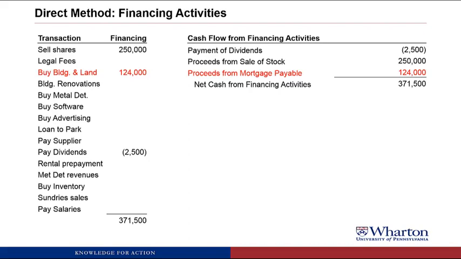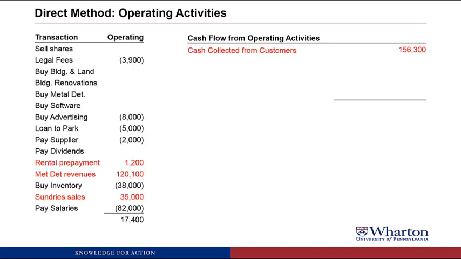Now, even though it's somewhat theoretical because companies never really report these, we're going to look at the operating activities under the direct method. So let me pull in the operating cash flow transactions. And under the direct method, all we have to do is list them.